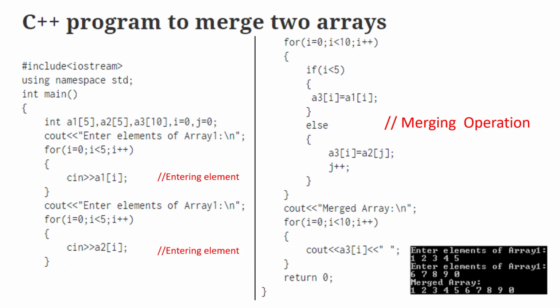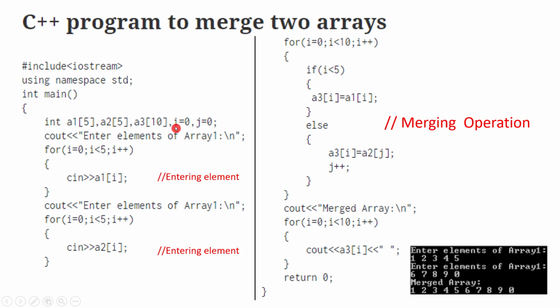Okay, the next one is the merging of an array. We can see what is done here. We have 1 2 3 4 5 as array 1, and 6 7 8 and 0 as array 2. You want to get it in a single array in this order. So how to do that? We have the C++ program to merge two arrays: include iostream, using namespace std, int main. So it will define integer a1 having 5 elements, a2 having 5 elements, and these to be merged into a3 having 10 elements.